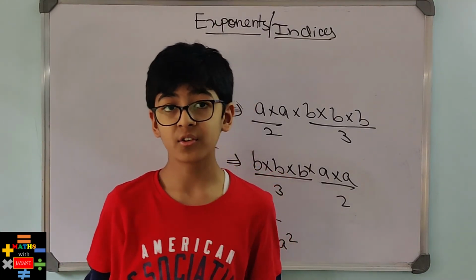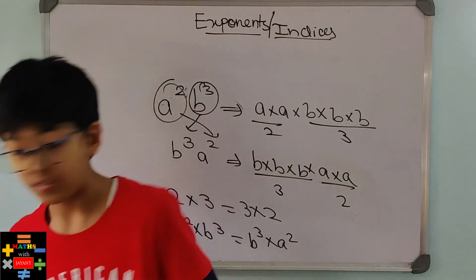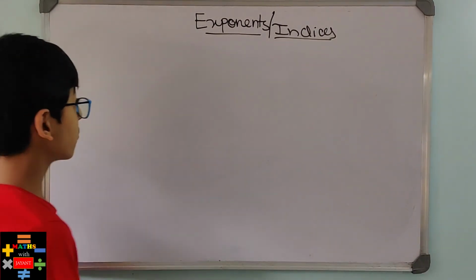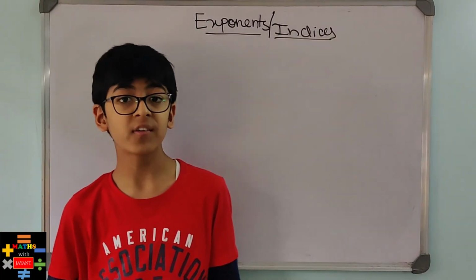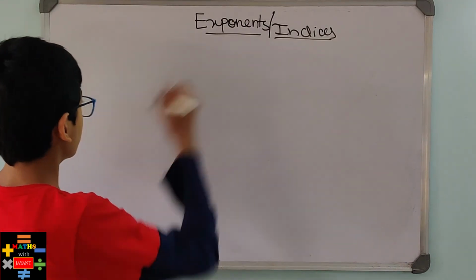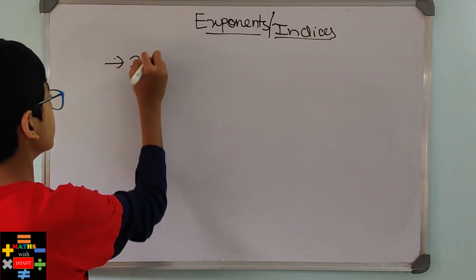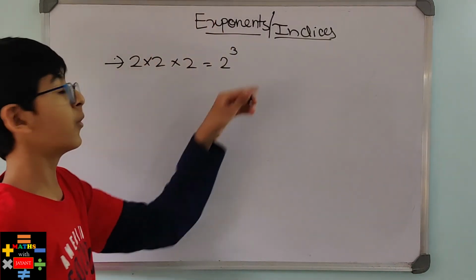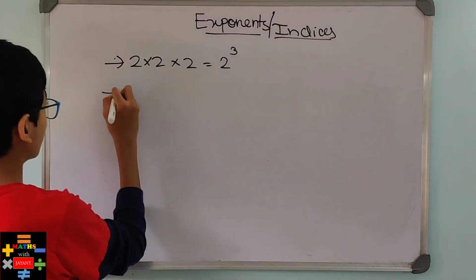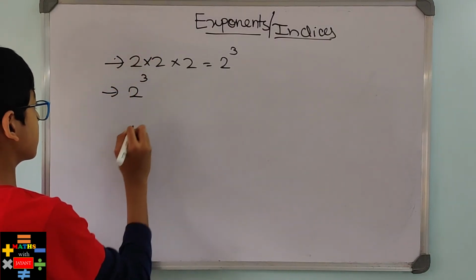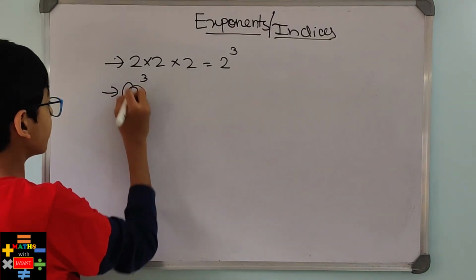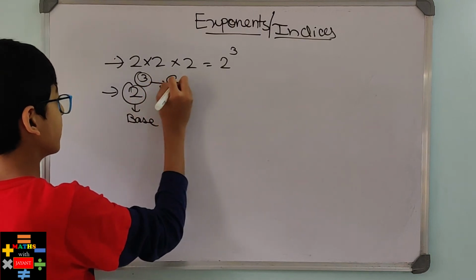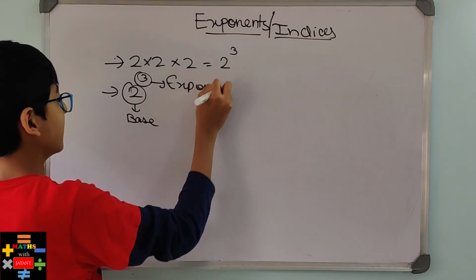So hope you understood. Let us revise what we have covered in today's video. So first we learned what are exponents. Exponents are repeated multiplication. So if I have 2 into 2 into 2, I can shorten this to 2 with a small 3 on top. Then we learned the terms of an exponent. If I take 2 with a small 3 on top, this number is called the base and this is called the exponent or the index or the power.